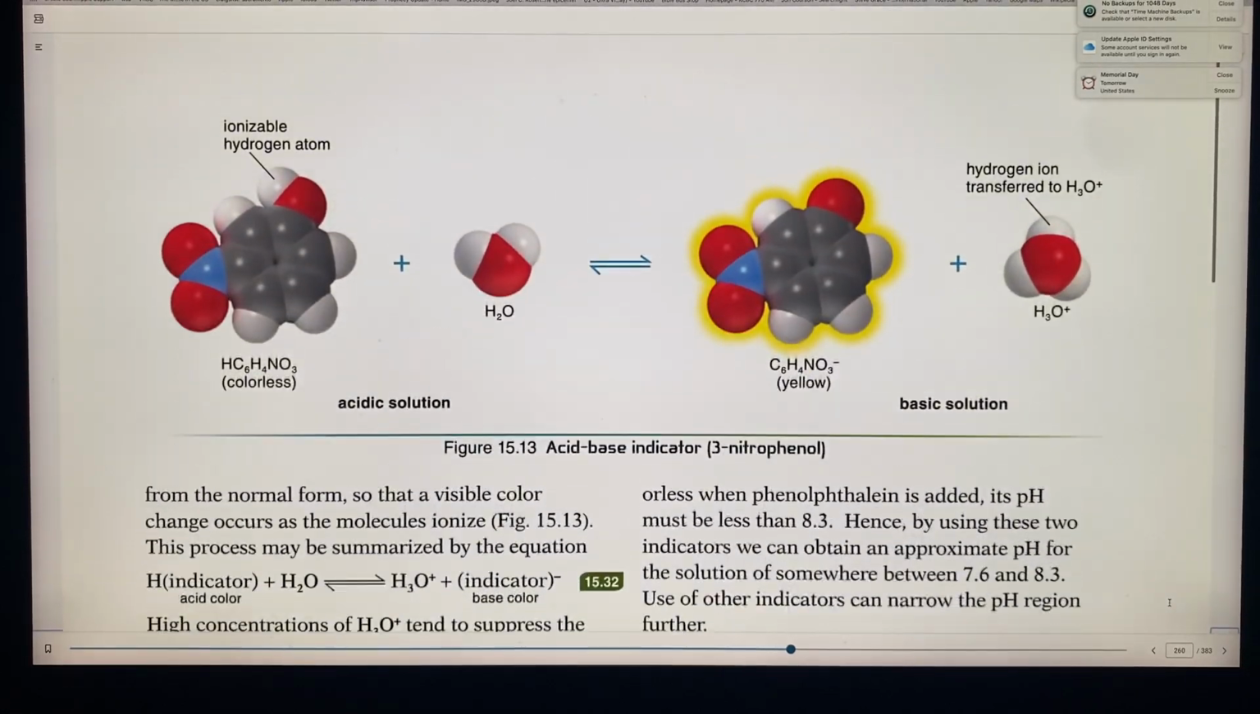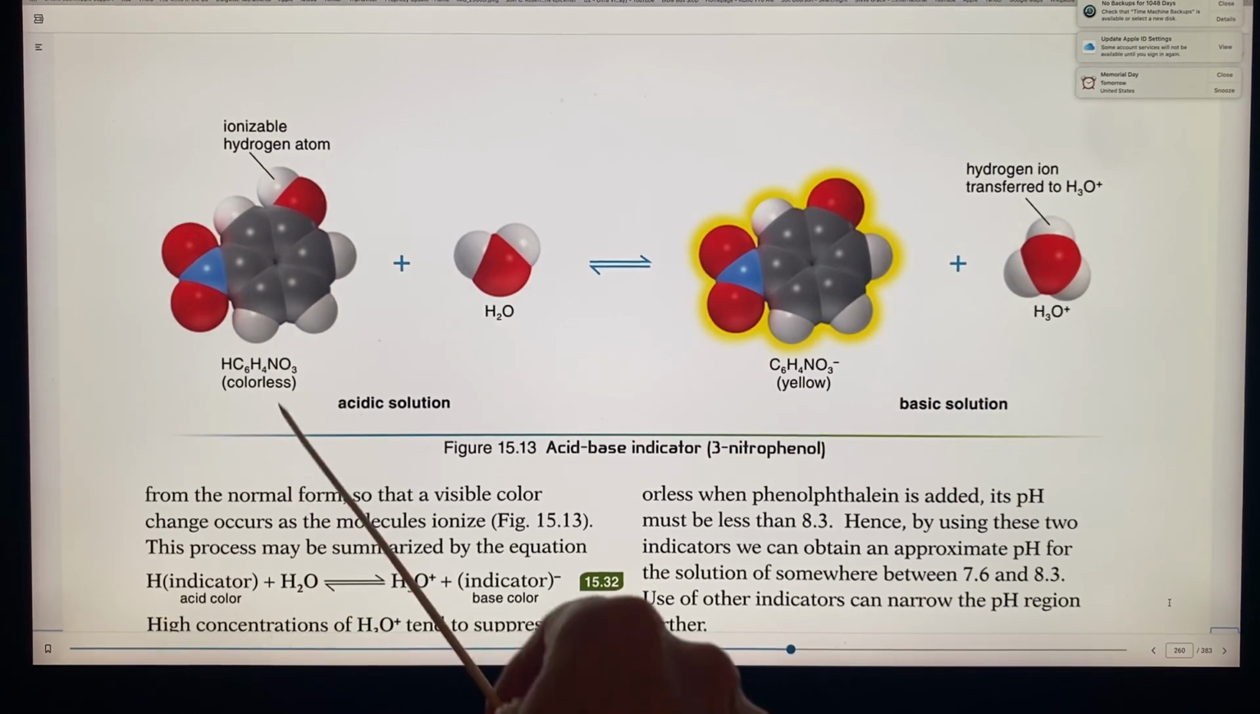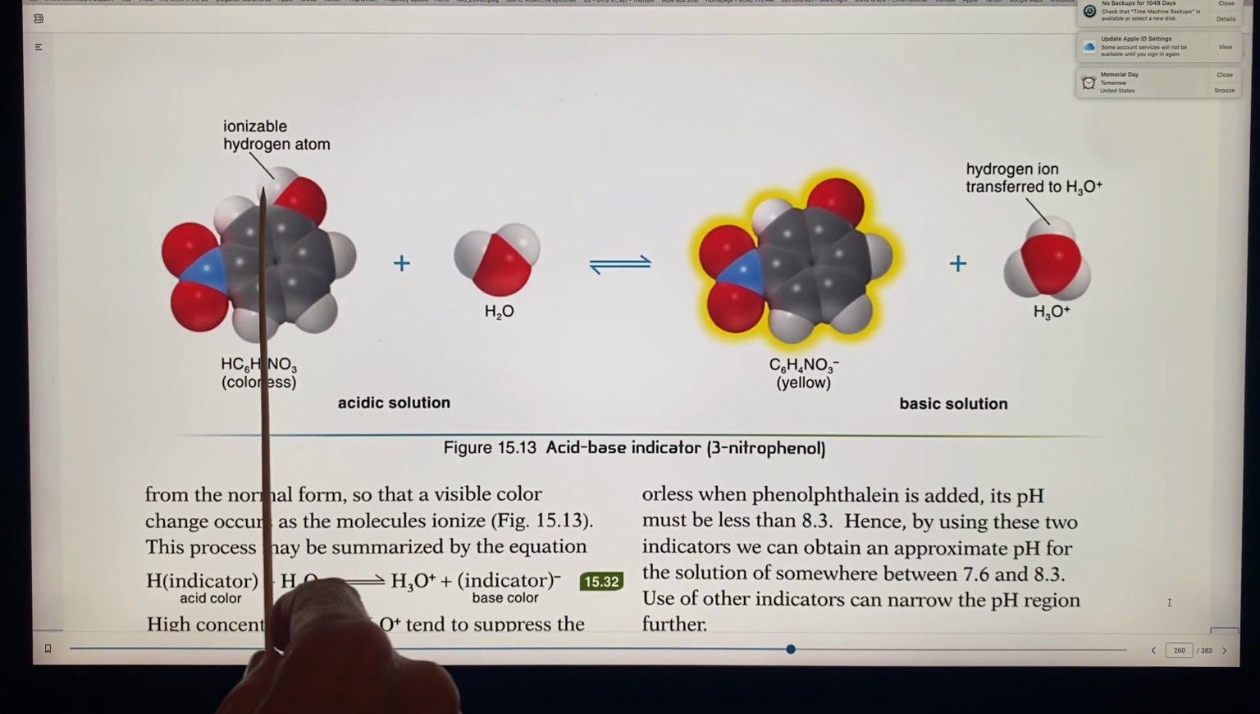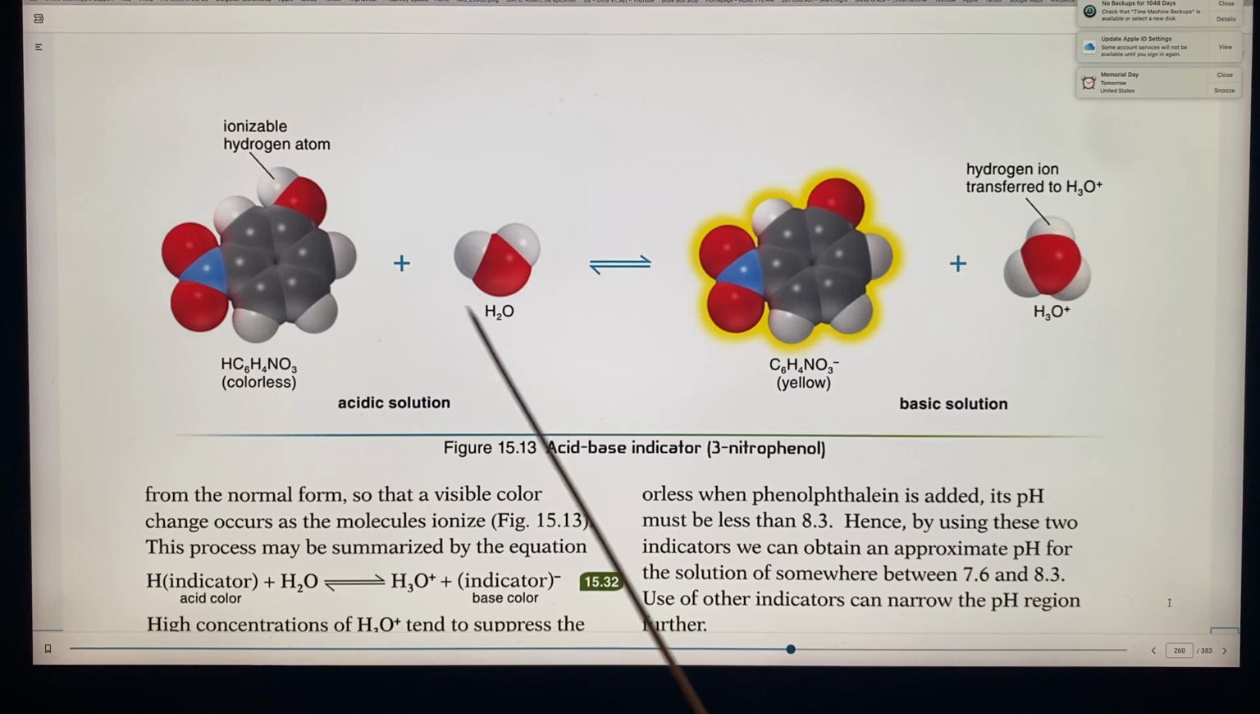So here we go, how the acid-base indicator works, here with 3-nitrophenol. And so you have the ionization. This is colorless. When it's in this position, it's going to look colorless. Here's the hydrogen ion there. And then you have water, of course, it's colorless.